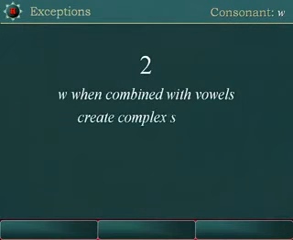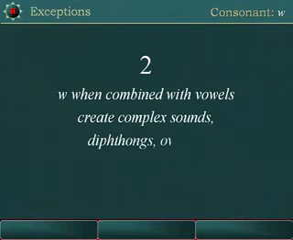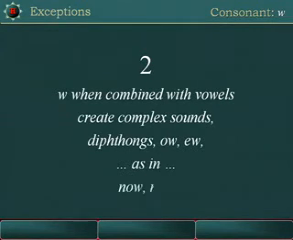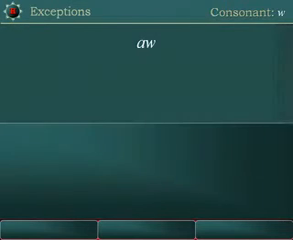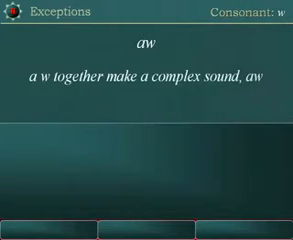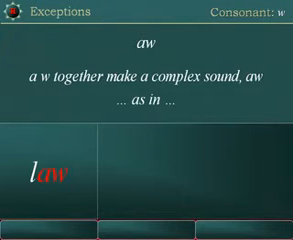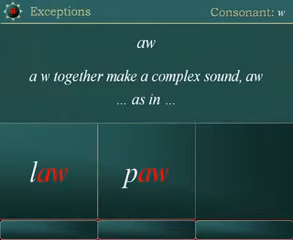Two. W when combined with vowels creates complex sounds, diphthongs. OW, EW, as in now, new. AW. A and W together make a complex sound, aw, as in law, paw, saw.